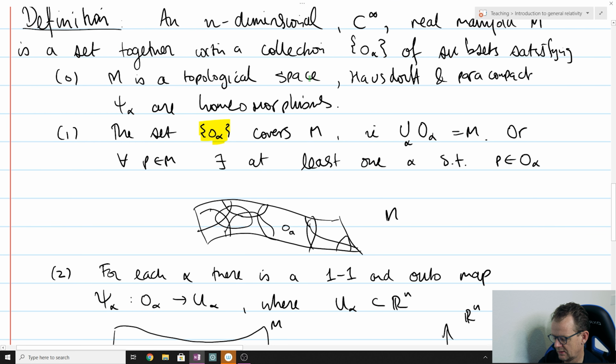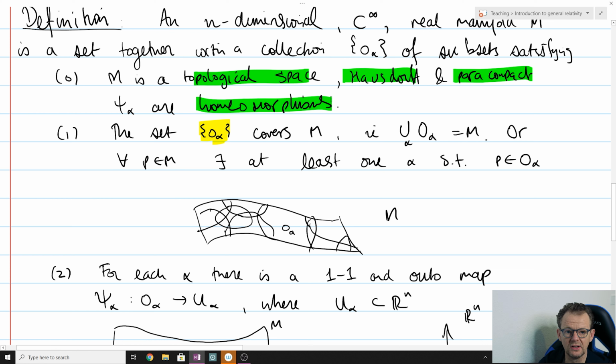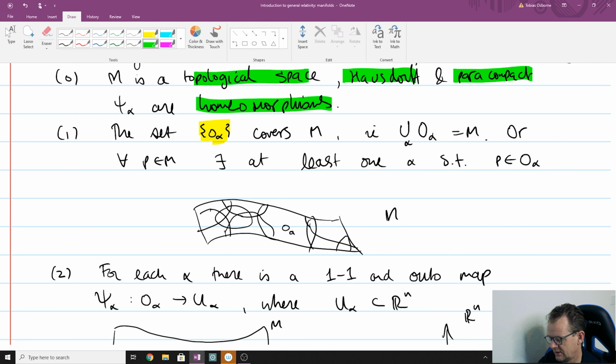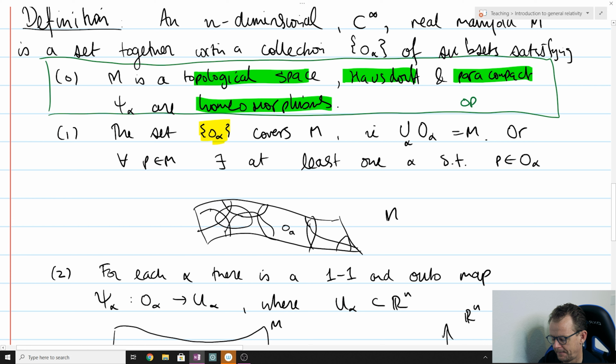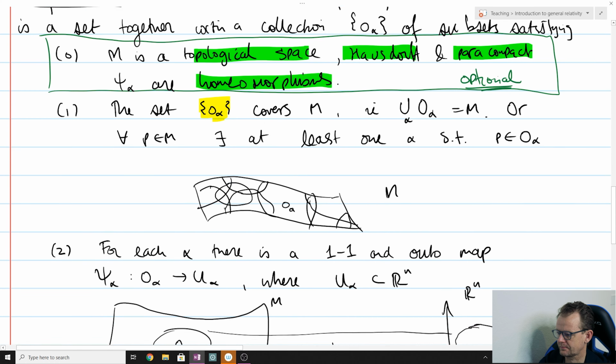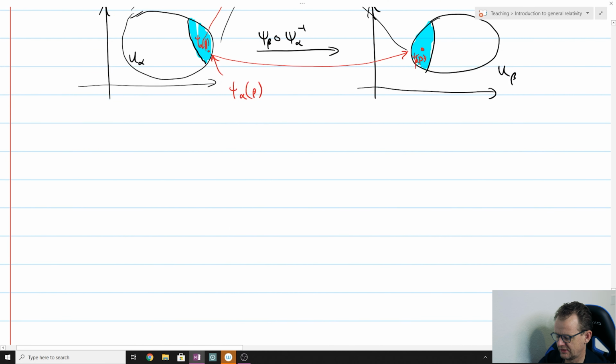This is not going to be crucial for your understanding of general relativity in any way, shape or form. This is really optional stuff for the mathematically minded. And as I said, the actual examples that feature prominently in general relativity have so much additional structure that we don't have to worry about this axiom. Now, these maps and sets and so on that we use to define a manifold, they have names.